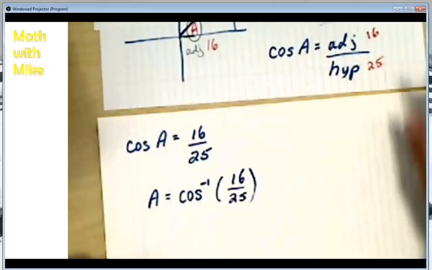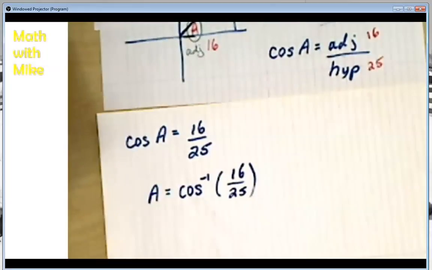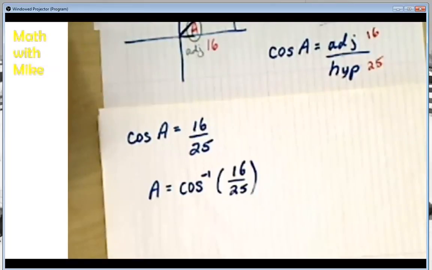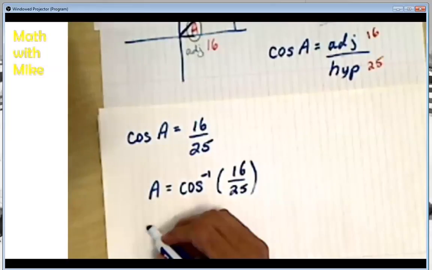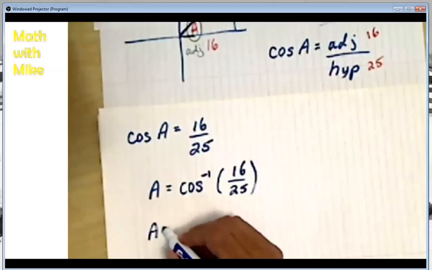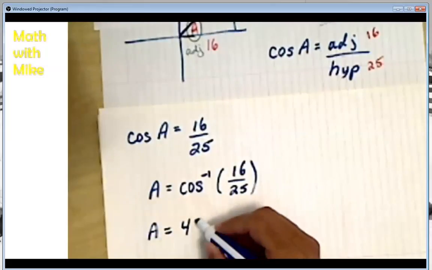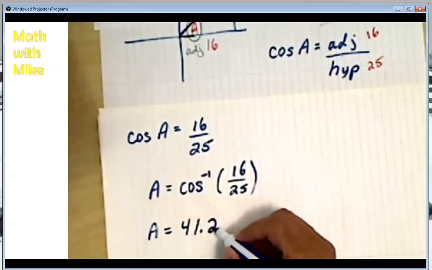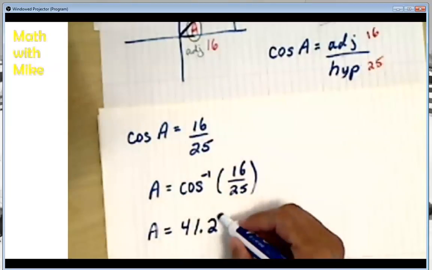Okay, so now we got to use your calculator in order to figure this out. I think I got like 0.90. Yeah, but here's the thing. You should get an answer of 41.2 degrees when you get this.